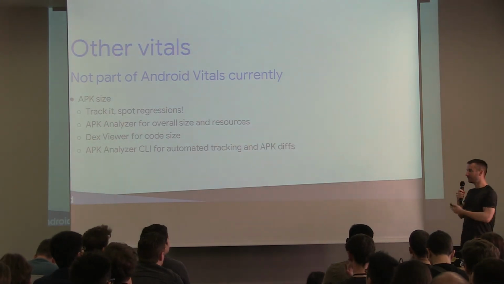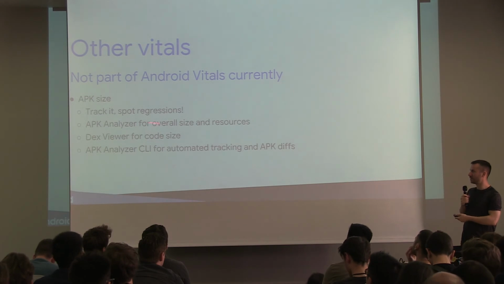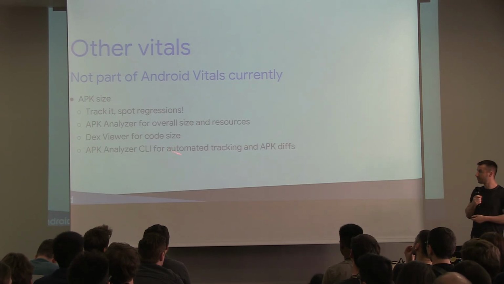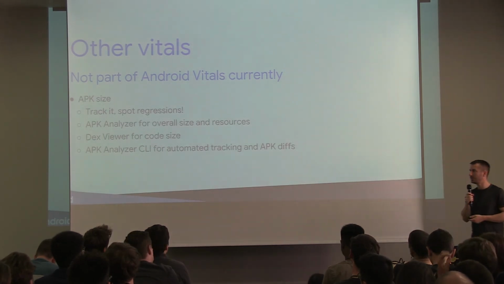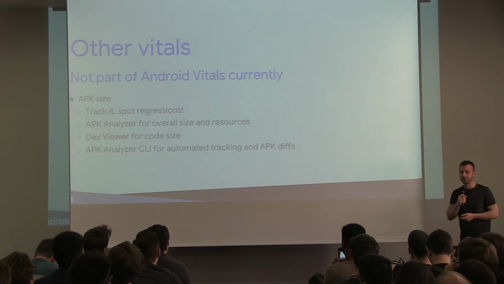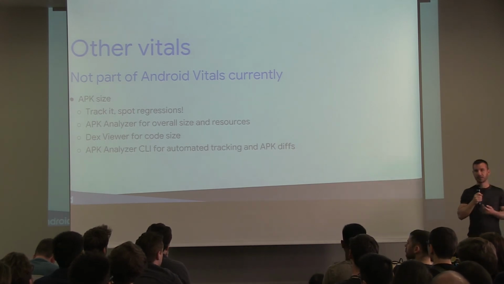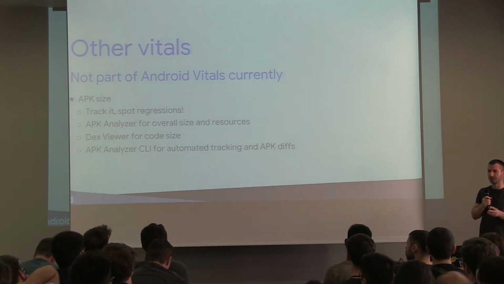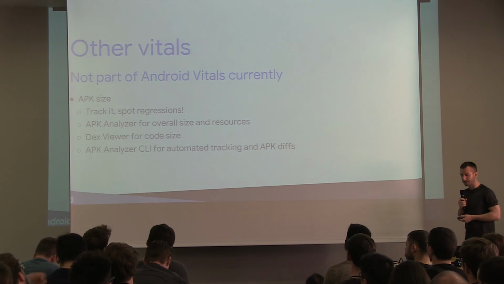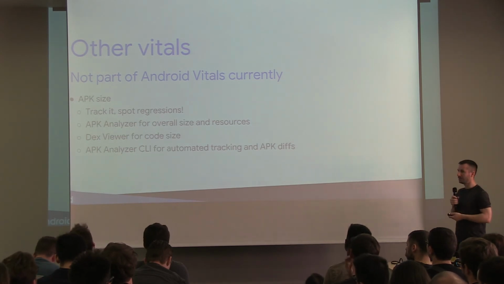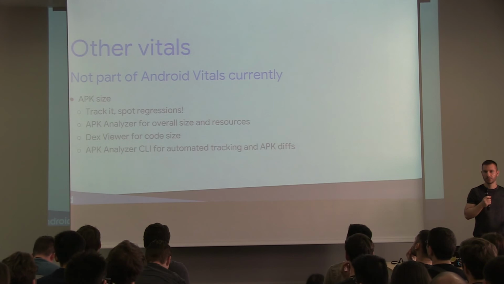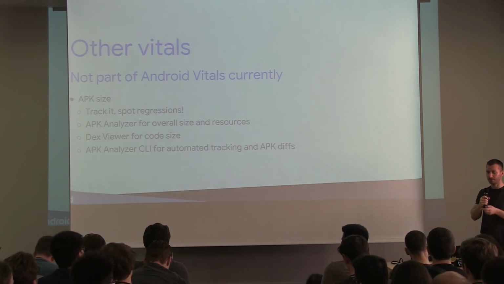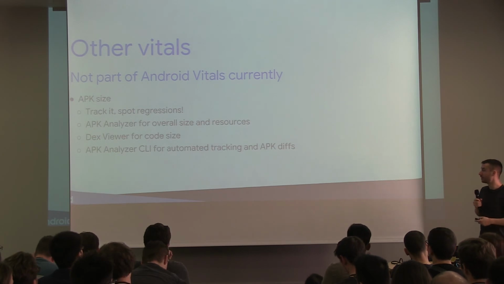So it's really good to care about that and use the APK analyzer to just look at overall app size, resources, code. The DEX viewer since Android Studio 3, I think, or 3.1, also shows you code size, so DEX size per package, class, and method. It lets you see how much each dependency more or less brings into your app. And then there's even a command line tool that you can integrate with your CI or basically integrate in your developer workflow to spot these regressions and track your APK size over time.